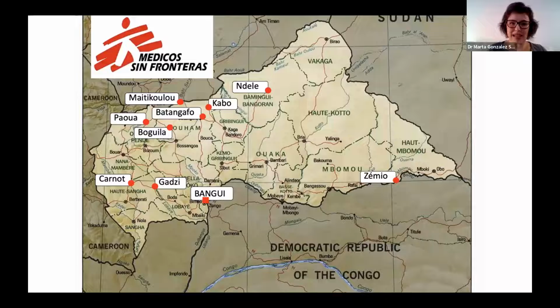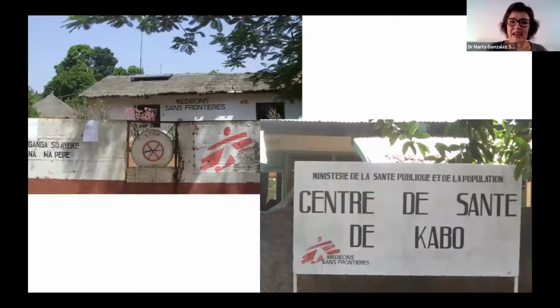And I was working in Kabo, just about 60 kilometers from the border with Chad. On the left, you can see where we lived, with Doctors Without Borders, specifically Doctors Without Borders Spain. We tend to work in conflict areas, so we have these kinds of signs saying, please don't come in with weapons. And then on the right, you have the entrance to the hospital.